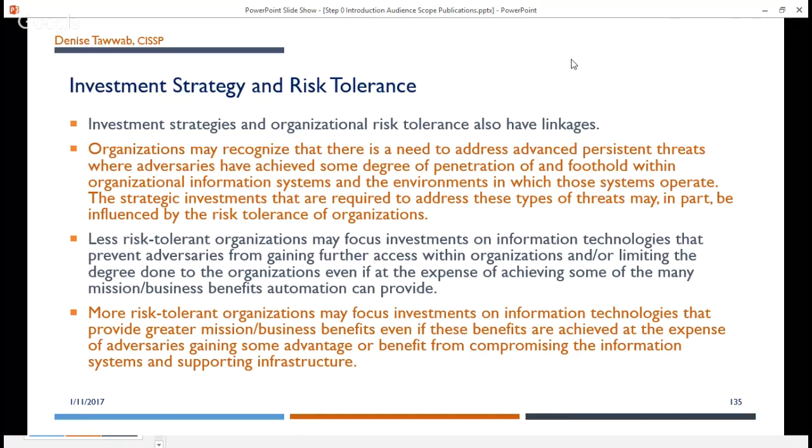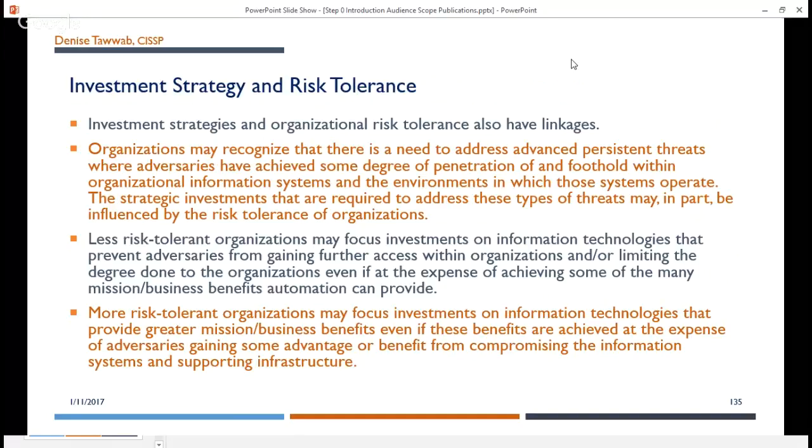All right, let's switch and talk about investment strategy and risk tolerance. Investment strategies and risk tolerance have linkages. Organizations may recognize that there is a need to address advanced persistent threats, while adversaries have achieved some degree of penetration of and foothold within information systems and the environment in which those systems operate.